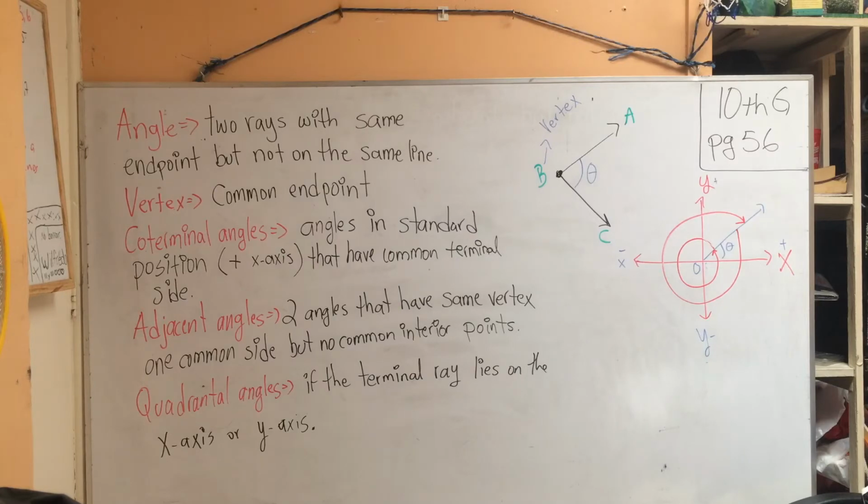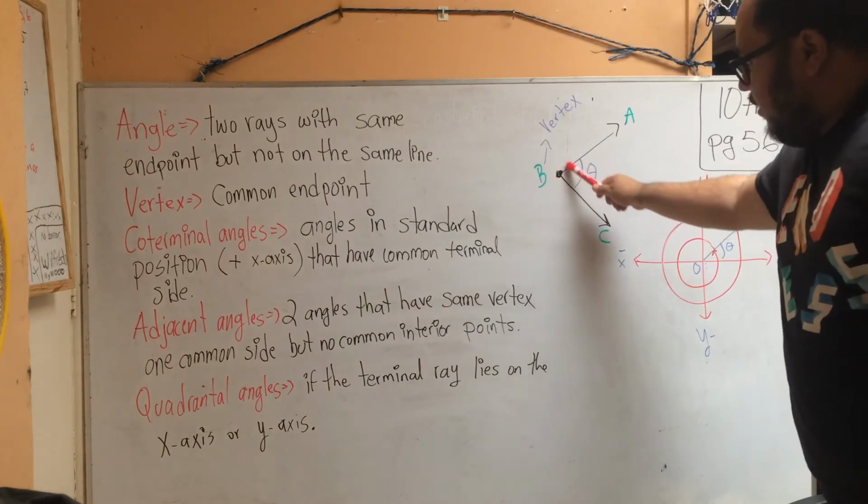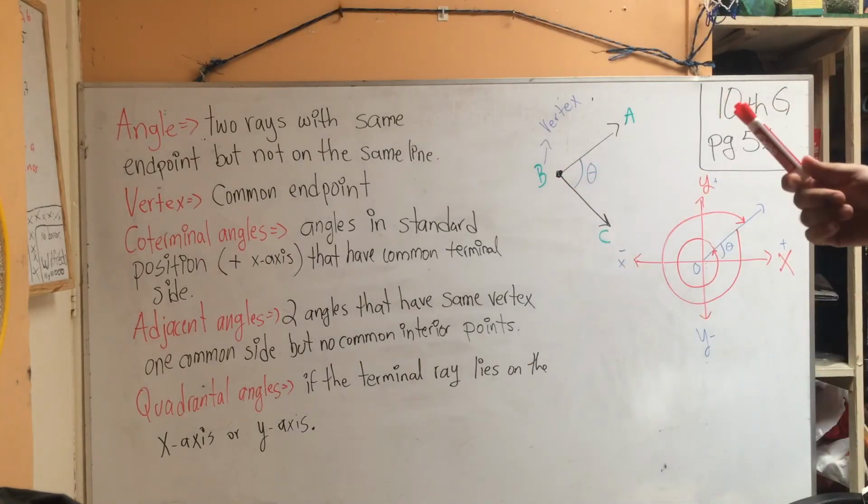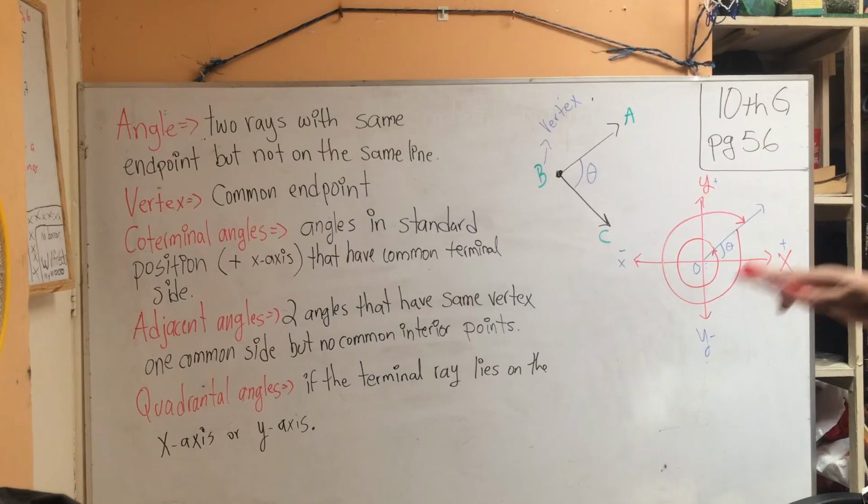Now adjacent angles. Two angles that have the same vertex. Remember that this is the vertex. One common side but no common interior points.